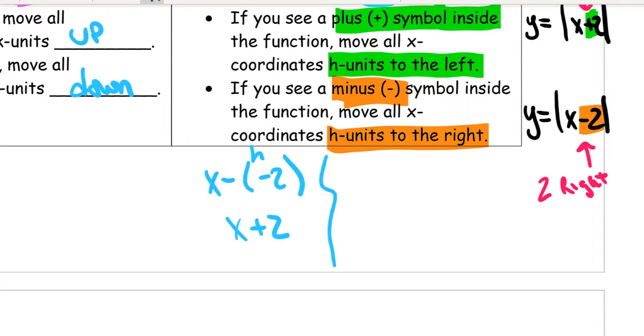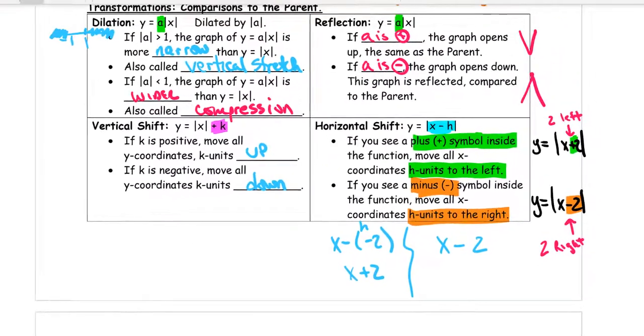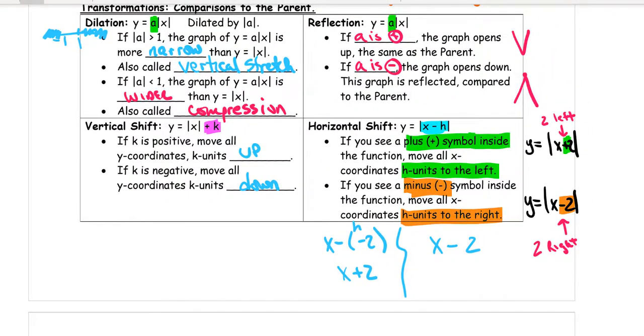And if our h value was just 2, we'd have x minus regular 2, which we don't have to do anything with. So that's why this gets a little bit confusing, but it'll become more clear as we play with some examples and you practice a little bit on your own.